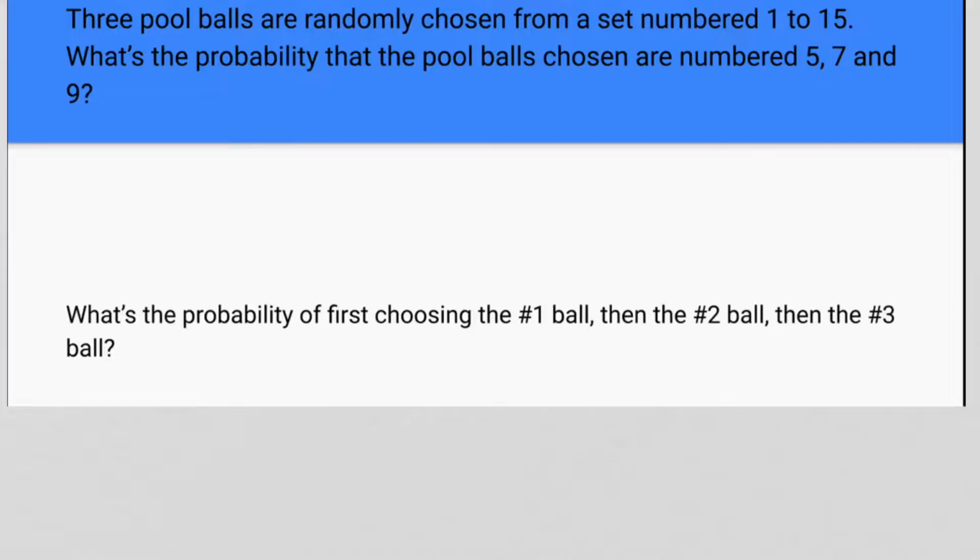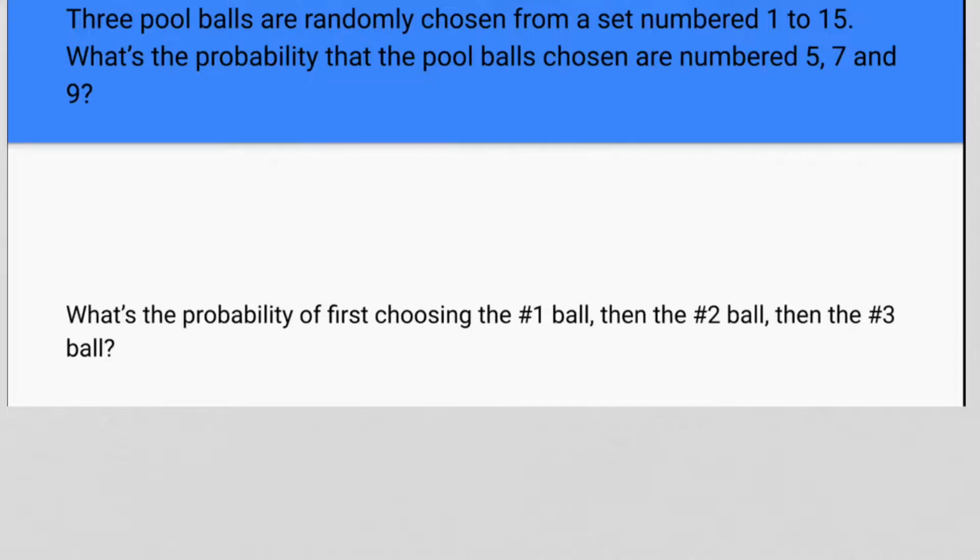3 balls are randomly chosen from a set of balls numbered 1 to 15. What's the probability that the pool balls chosen are numbered 5, 7, and 9? All right, so we need to figure out the probability of choosing the numbers 5, 7, and 9 out of a total of all 15 of them.